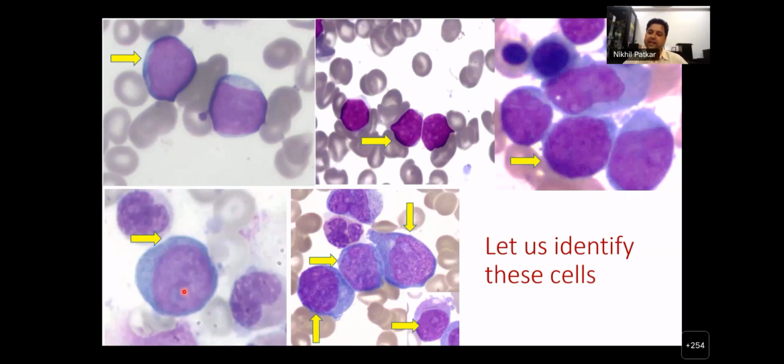These kinds of blasts are very indistinguishable from those seen in a particular type of ALL, which used to be called, in the good old days, ALL-L2. So ALL-L2 and AML-M1 blasts are very indistinguishable from each other. They look the same, and based on morphology it is very difficult to distinguish between the two. So let's go to the next slide.